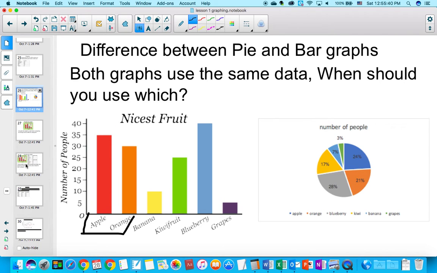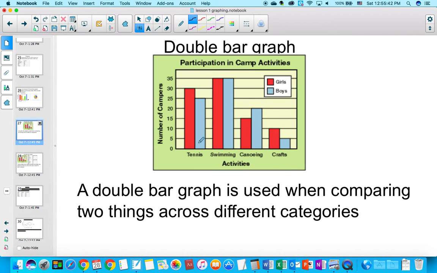Apples are 35. So double bar graph. A double bar graph is used when comparing two things with two categories, right? So we have two different categories. We have sports, tennis, swimming, canoeing, and crafts. And we have the two other categories of girls and boys, right?